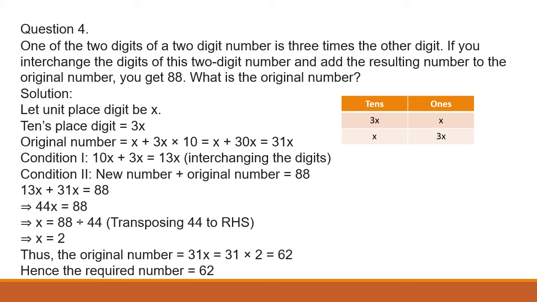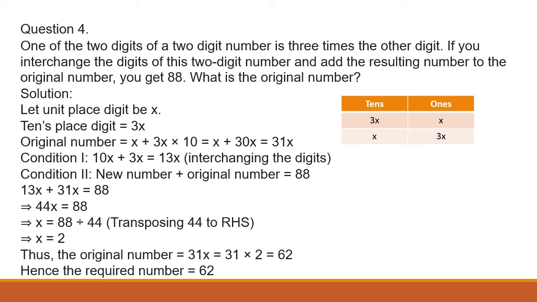If you interchange the digits of this two-digit number and add the resulting number to the original number, you get 88. What is the original number? Children, let us consider the units place digit as x. Then the tens place digit becomes 3x. They said one of the digits is 3 times the other digit.